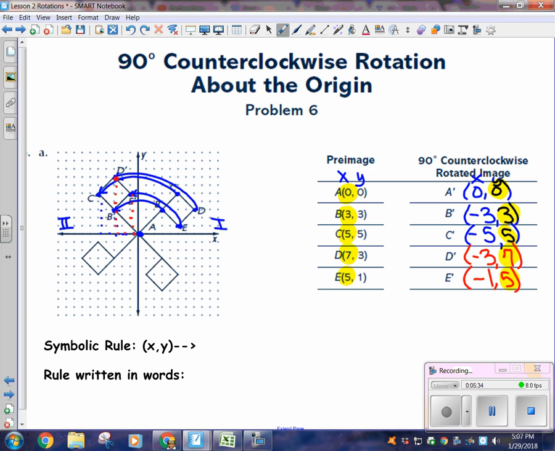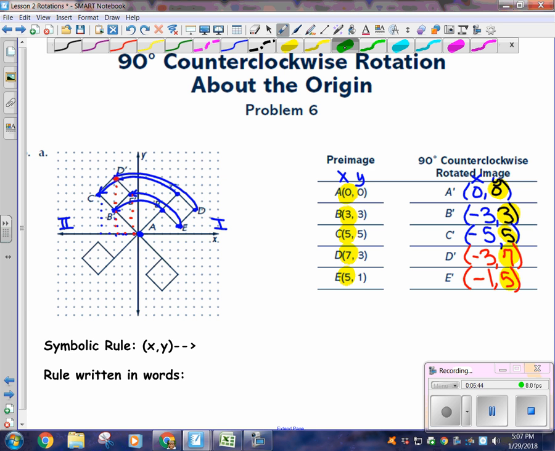Interesting. Is it me, or does it seem like all of the x values that I had to begin with are now in the new spot of where the y's are? Interesting. All right, let's continue this idea.